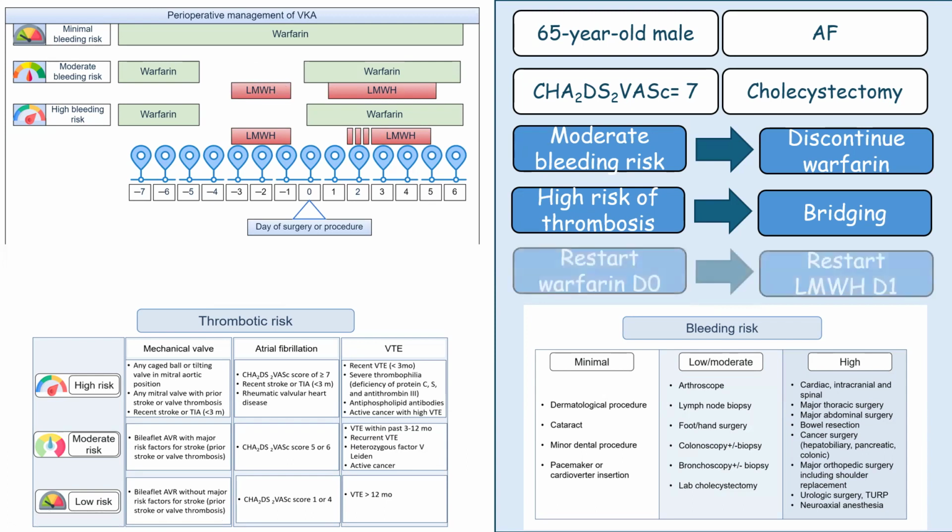Last thing, we need to restart warfarin at day 0. And because this patient has a moderate bleeding risk, we may add low molecular weight heparin at day 1.